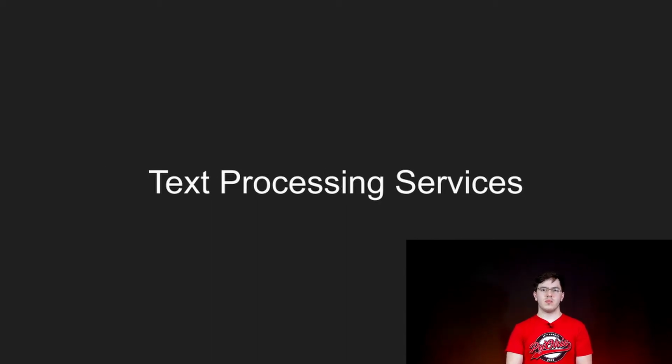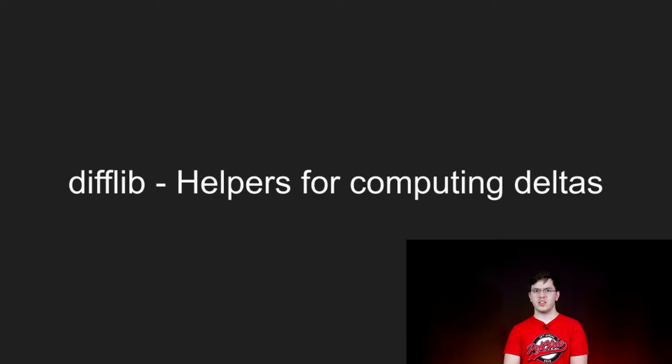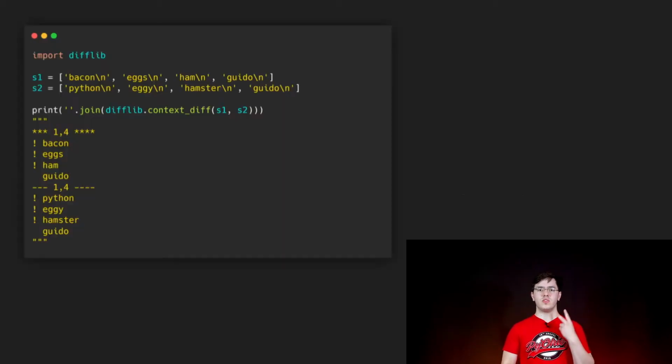The next one I'm going to get into is super interesting, and I don't see it used a lot. It's under text processing services. It's called difflib, a helper for computing deltas. Let's see how this works. In this case, I have two sequences, sequence 1 and sequence 2. The first 3 elements are different, but the last one is the same.